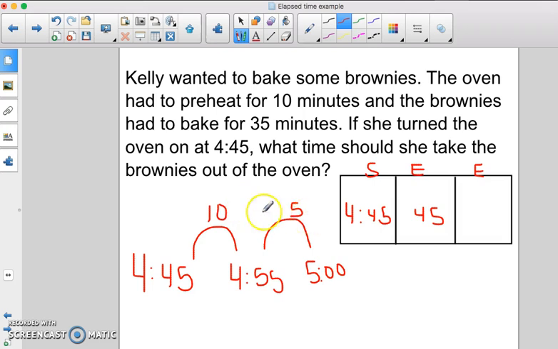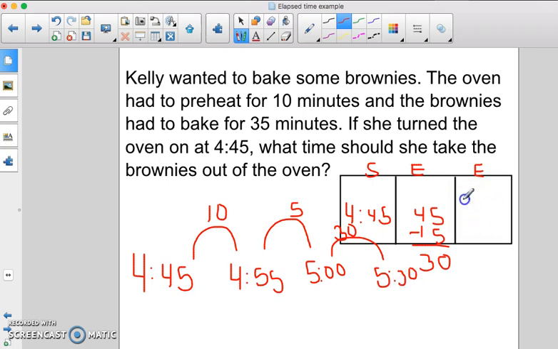If I've gone 15 minutes, I need to go another 30 minutes. And if you're not sure about that, you can just subtract it over here, right? I need to go 45 minutes. I've already gone 15 minutes. That means I need to hop 30 more minutes. Oh, well, I'm sitting at 5 o'clock. I can make one 30-minute hop, and that puts me right at 5:30.